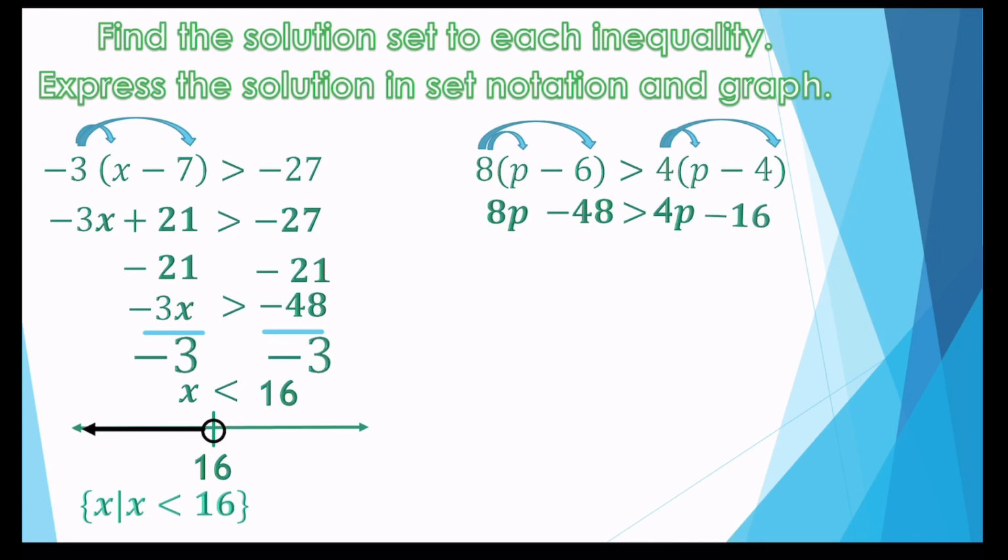So I'm now going to step 3, where I bring my variable terms to the same side. And this is why Mrs. Nell and I say, bring your variables together first and bring them to the left. What happens is, I have 4p minus 48 is greater than -16. This allows me then to bring my constants to the opposite side by adding 48.